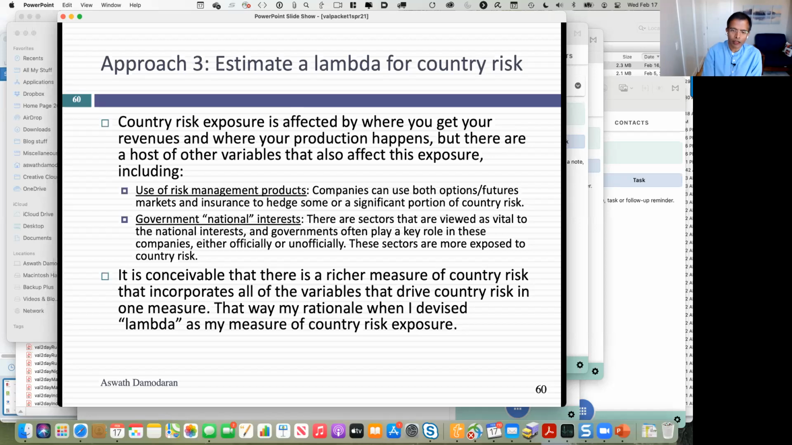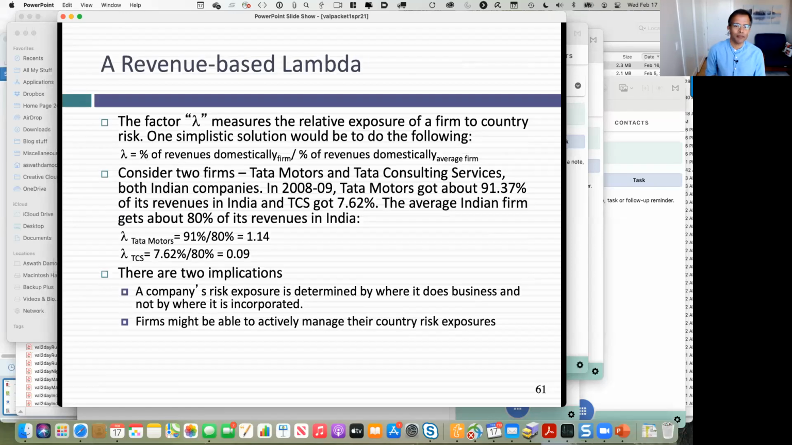So I said, I'd like to know where you get your revenues, where your production is, what risk management products you use, what the government thinks about you. Those are qualitative factors. But if you put me on the spot and say, give me a measure of lambda, I'm going to fall back on an old faithful. If you get 3% of your revenues from Brazil, and the typical Brazilian company gets 60%, I'm going to take 3 divided by 60, which gives me 0.05, your lambda. It's simplistic, but it's easy to do, right? Take the percentage of your revenues you get from a market divided by what the average company gets, and you get lambda.